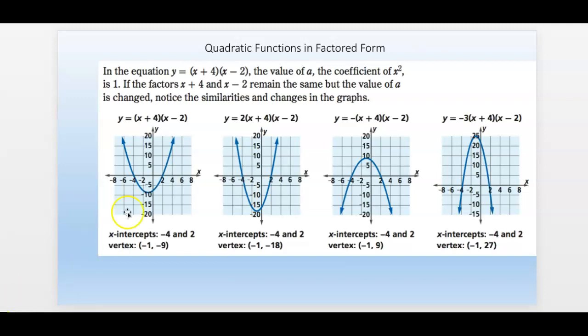Okay, guys, here's an example with the equation (x plus 4)(x minus 2). So this goes through negative 4 and 2. And we're going to change the value of a. Here a is 1, this one a is 2, and this one a is negative 1, so it's upside down. Here a is negative 3. We're changing the value of a. You notice that the vertex changes, and the y-intercept is changing, but the x-intercepts stay the same regardless of whether a changes.